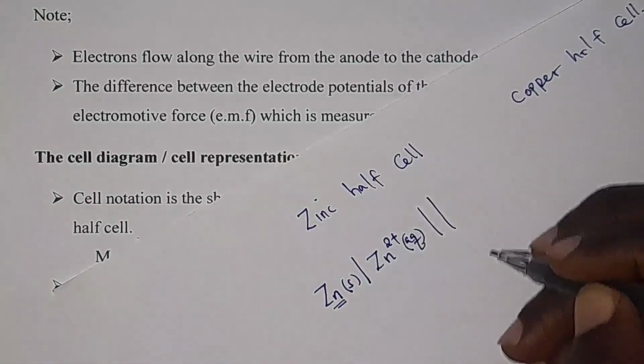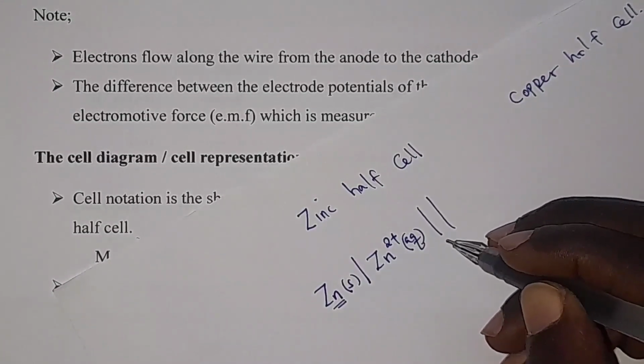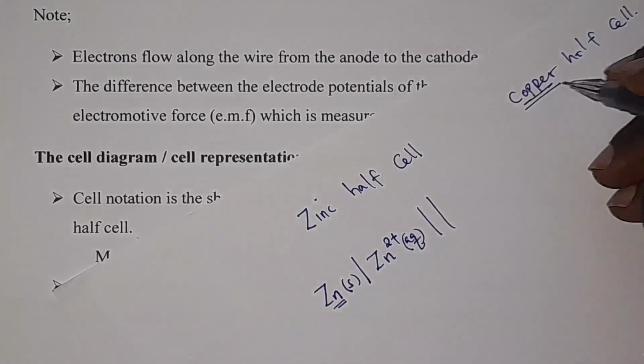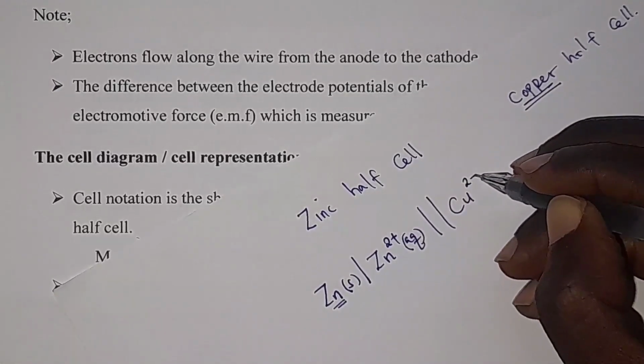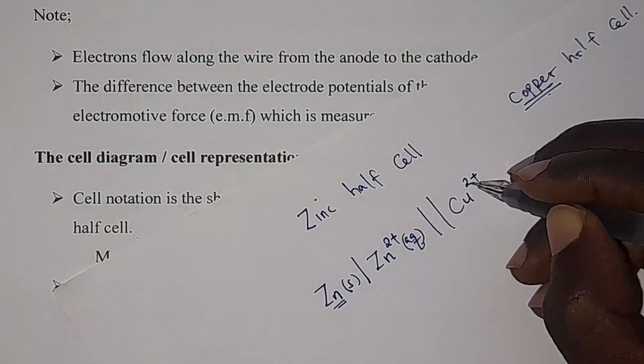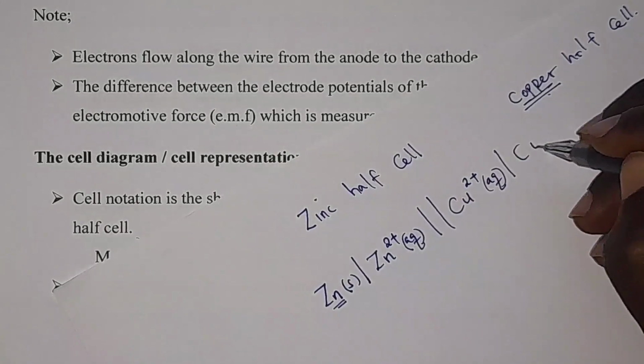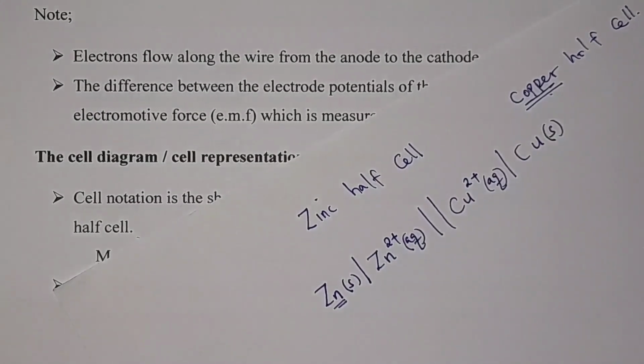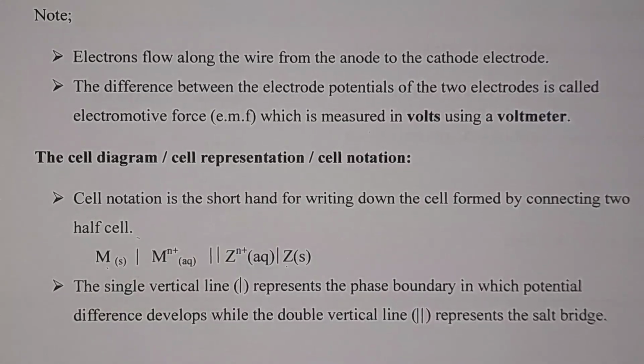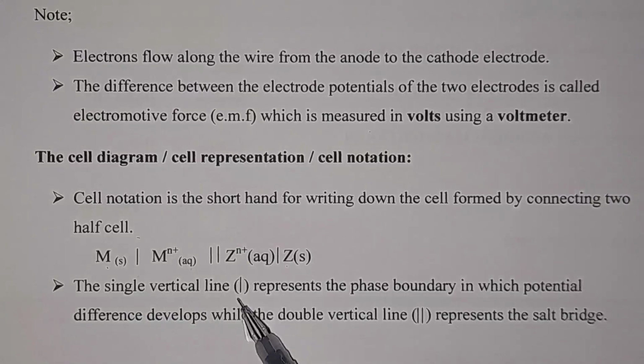Then next we have 2 vertical lines to represent the salt bridge. Next we write the ion of the less reactive metal. We have the copper half cell, so it will be copper 2 ions, which are in solution form. Then we have the phase boundary. Then we write the solid or the metal of the less reactive metal. This is how we write cell notation or cell representation. We are told the single vertical line represents the phase boundary in which potential difference develops, while the double vertical line represents the salt bridge, and that is the salt bridge here.